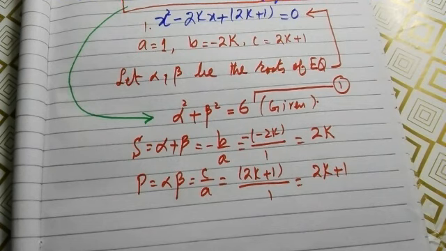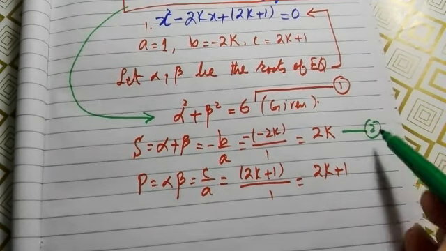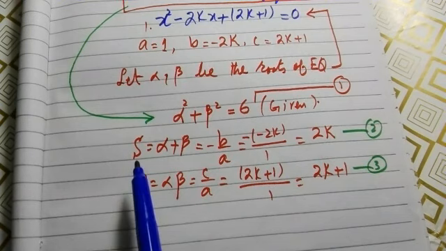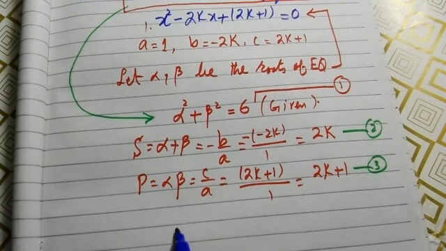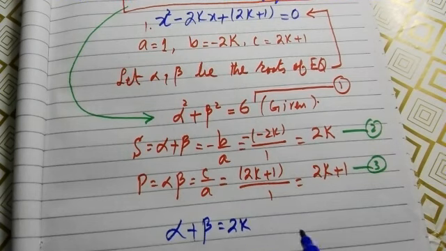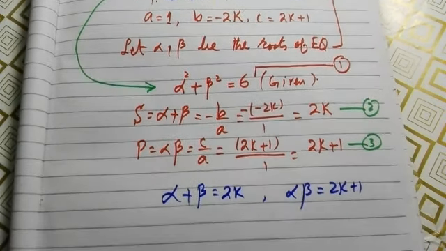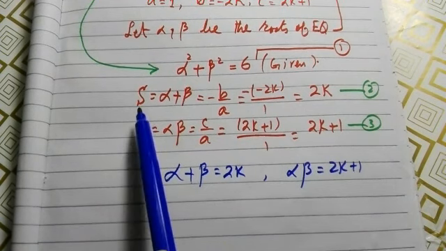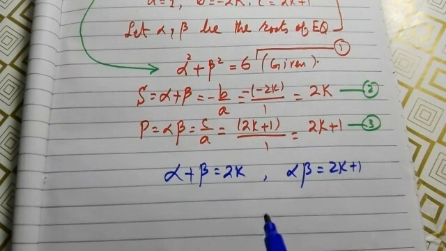Now, what I have to do in this question, that you will see that I have gotten to label these sum of root and product of root as equation number 2 and equation number 3. Now I will separate it from writing the letter S or P. I will simply write it alpha plus beta, that is in equation number 2, equals to 2k, and alpha beta equals to 2k plus 1, as it is mentioned in equation number 3. So what I have done, in fact, that I have separated from the letter S and P as alpha plus beta and alpha beta.